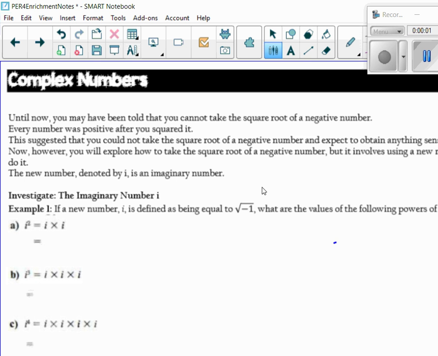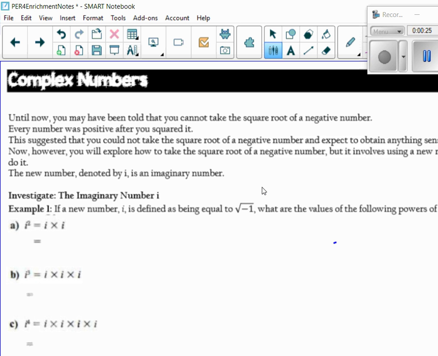Okay, so until now, you may have been told that you cannot take the square root of a negative number. Every number was positive after you squared it. This suggested that you could not take the square root of a negative number and expect to obtain anything sensible. Now, however, you will explore how to take the square root of a negative number, but it involves using a new number to do it.